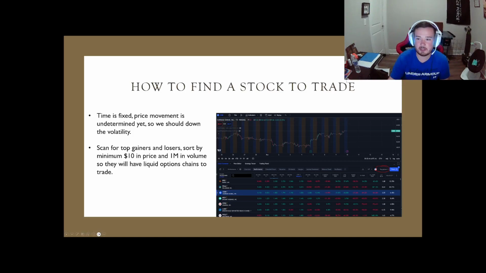Here's how you find a stock to trade. So up here in TradingView, I have the stock screener open and I'm using the preset top gainers over here. And all I'm doing is adding a minimum $10 in price and a minimum 1 million in volume so they will have liquid options chains to trade.